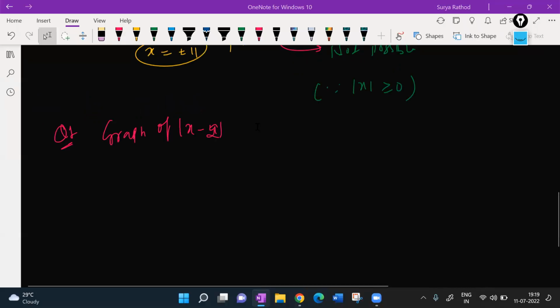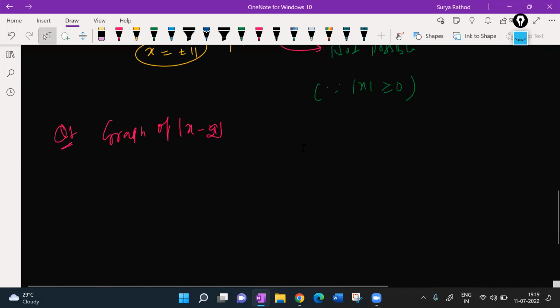Yes. Quick, quick. The graph will be only in the first quadrant, sir. Only in the first quadrant. Yes, sir.